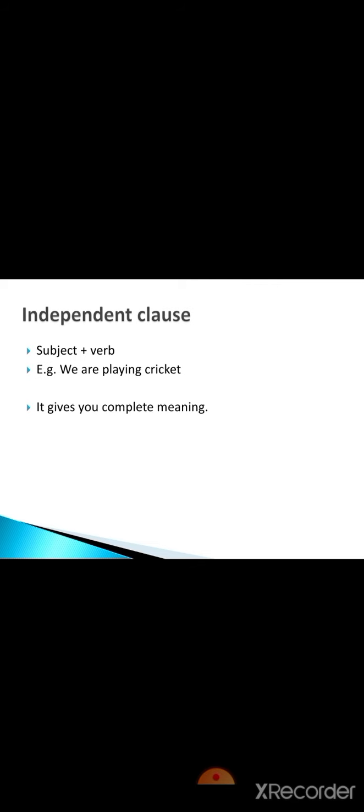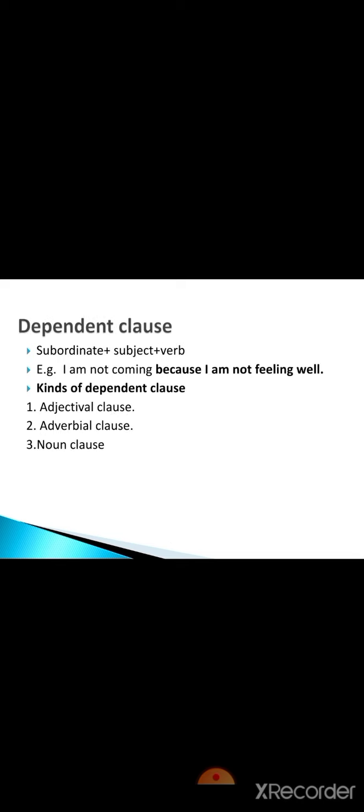There are two kinds of clauses, independent clause and dependent clause. Independent clause. The sentence structure of independent clause is subject plus verb. For example, we are playing cricket. It gives you complete meaning, complete idea, complete understanding. That is actually the independent clause.